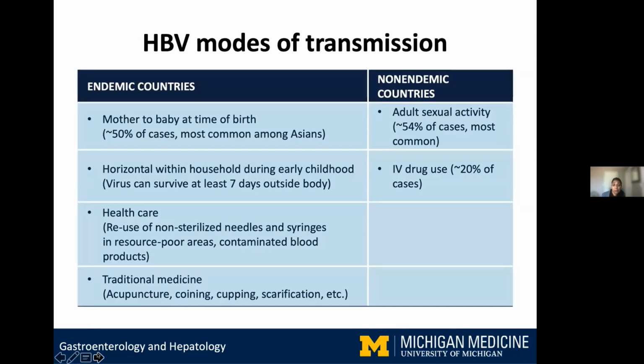And unfortunately, globally, we still see a lot of iatrogenic causes through healthcare, and that includes dental care, through reuse of non-sterilized needles, syringes in resource poor areas, and contaminated blood products. That has improved with vaccine scale-up and testing of blood. And then other traditional medicine practices, although the contribution in terms of amount is unclear. And then in non-endemic countries, like the United States, unprotected sexual intercourse and intravenous drug use have now really been the leading causes for Hep B infection here.